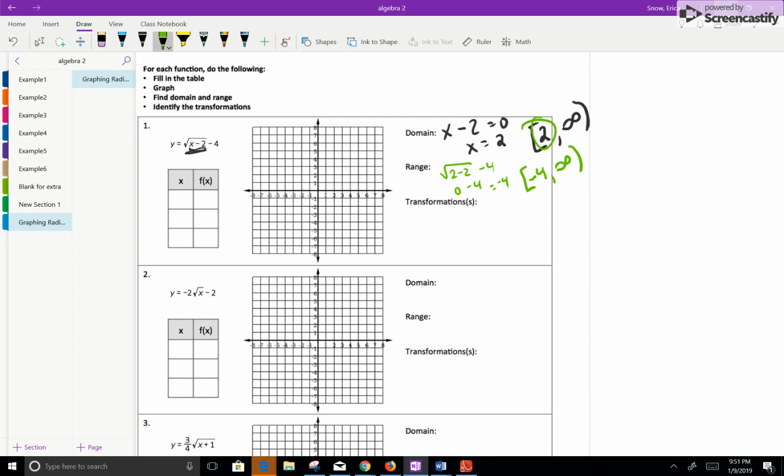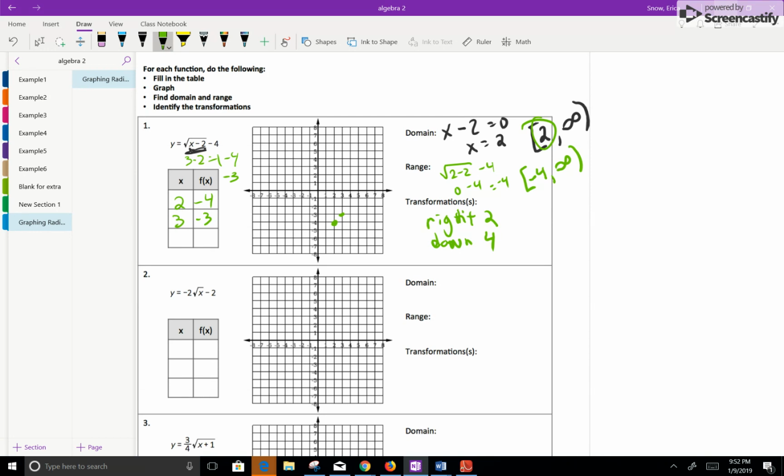And our transformation is right 2, down 4. So right 2, down 4. So if I plug in 2, I'm going to get -4 out. Now, remember, I need to go up 1 over 1 typically. So I'm going to plug in 3. 3 minus 2 is 1, minus 4 is -3. And lo and behold, that's where we are.